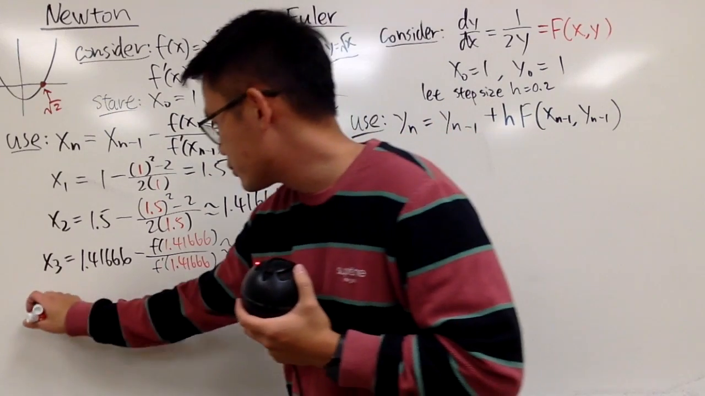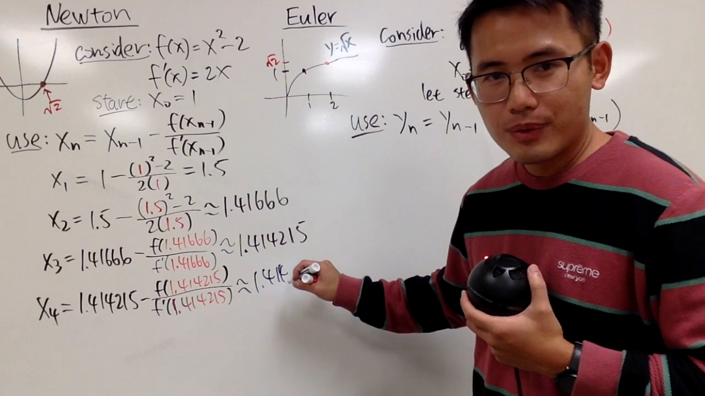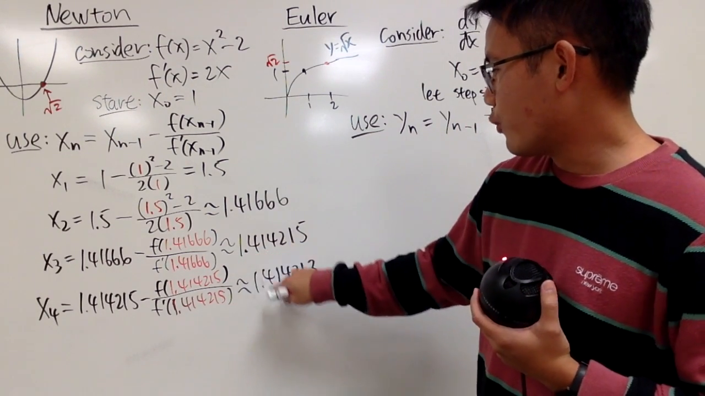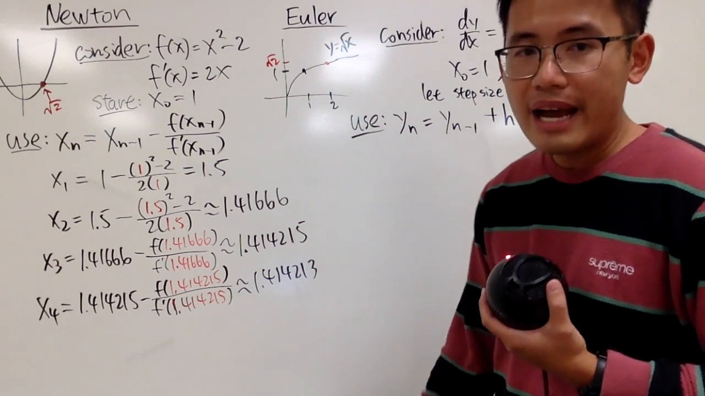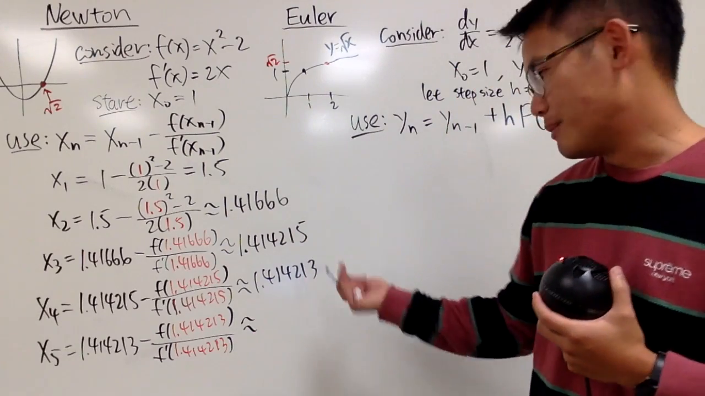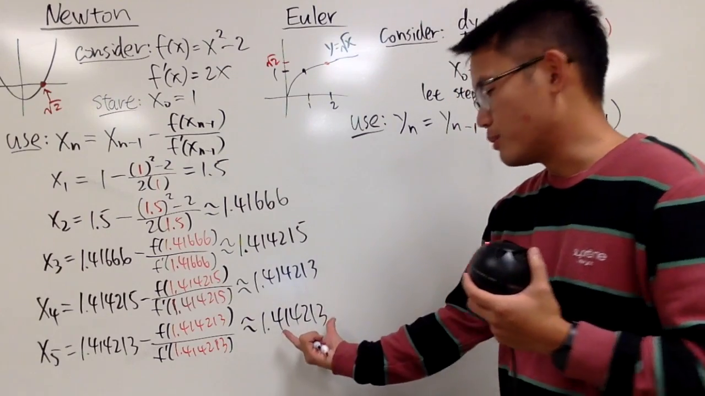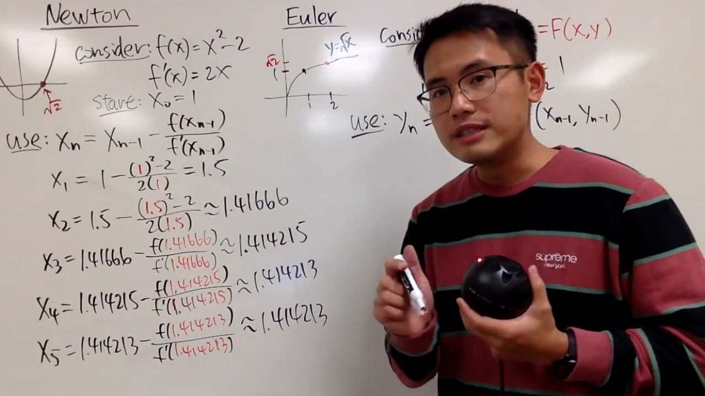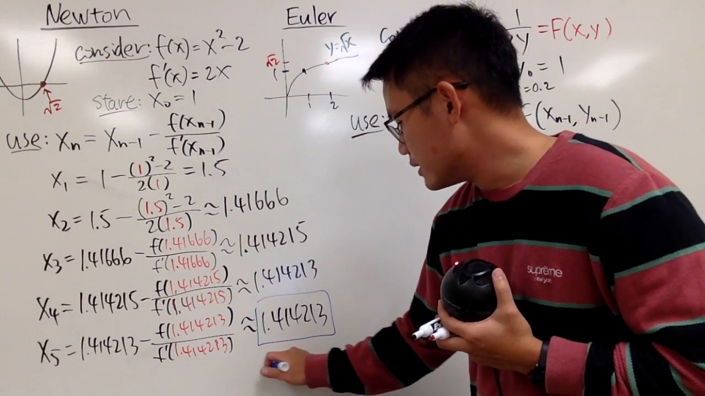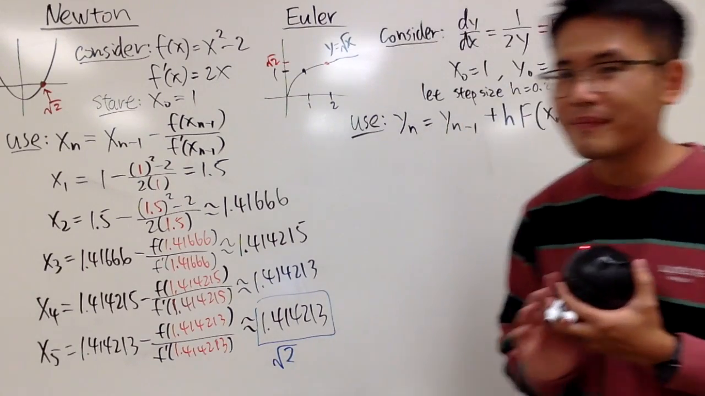Well, next, we pretty much do the same thing. 1.4142135. Okay, in fact, you can see that you get 1.41421 already. And if you do this again, you get pretty much the same answer. So you can actually stop because the next one is pretty much the same thing. So based on Newton's method, this is our approximation for the square root of 2, right? So this is for Team Newton.